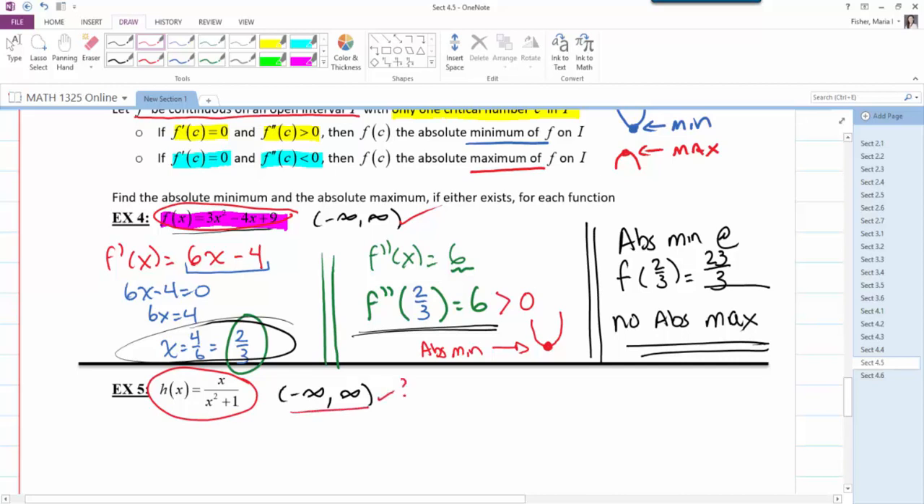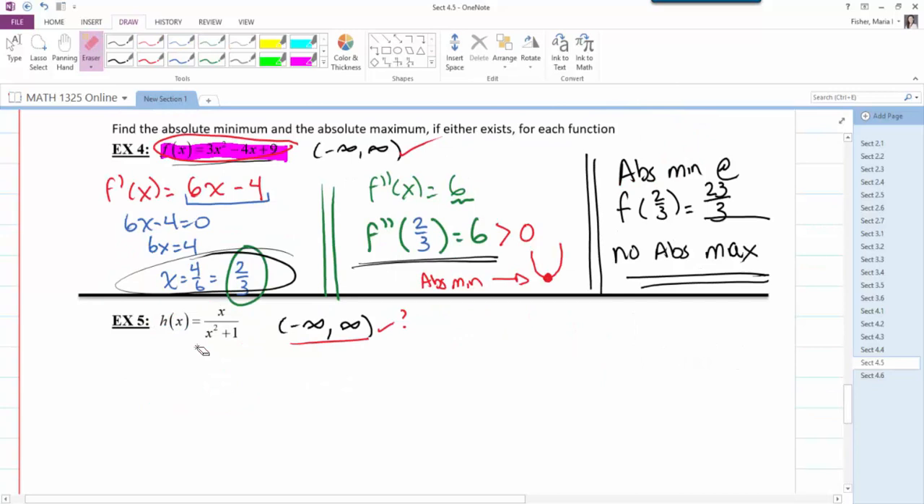To determine this, I have to set the denominator equal to 0 and solve for x. And if I end up with any real numbers, then I'm not continuous over the interval from negative infinity to positive infinity. So solving for x, I get x squared is equal to negative 1. Taking the square root of both sides, I get x is equal to plus or minus i. Well, i is not a real number, so that means yes, I am continuous over that interval.